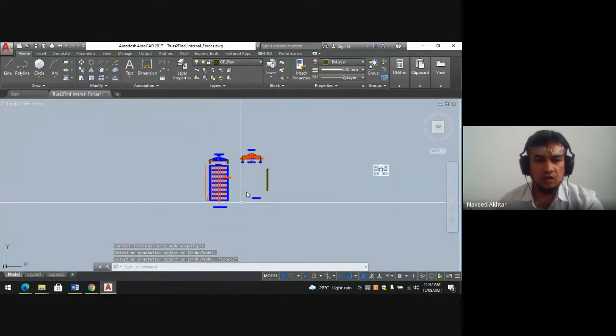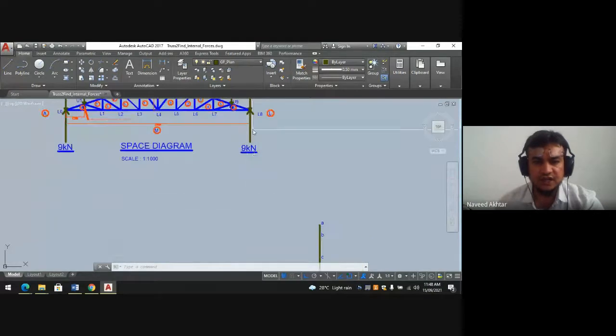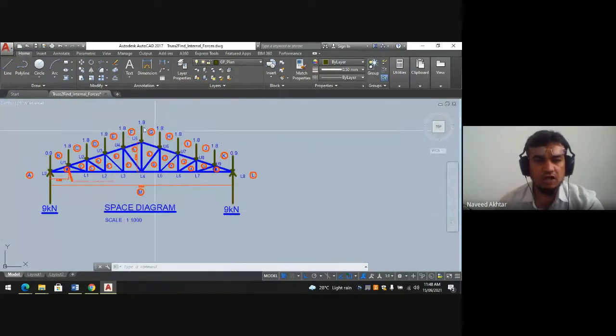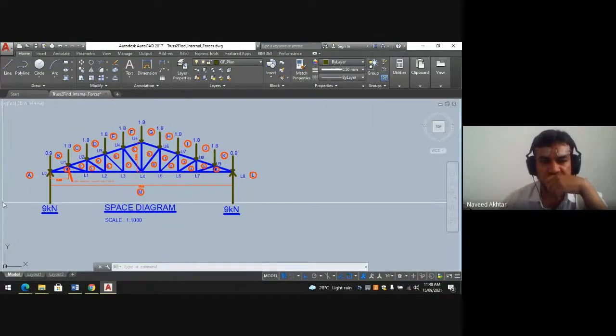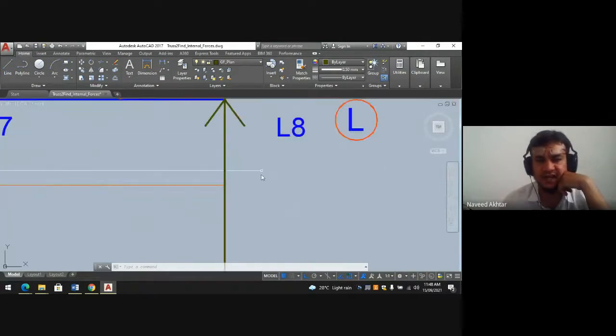Now, here is a reaction. Reaction you can calculate manually. All downward forces are equally distributed at two supports. तो डिवाइड बाय 2 आप करेंगे तो आप देखेंगे 1 2 3 4 5 6 7 8 9 10, 0.9 1.8. So 10 into 1.8 is 18 kilonewton. 18 divided by 2, 9 kilonewton. Both sides reaction will come at L0 and L8.